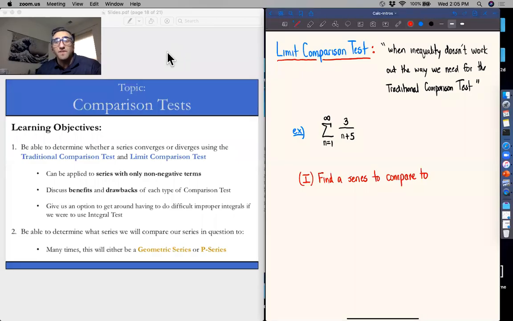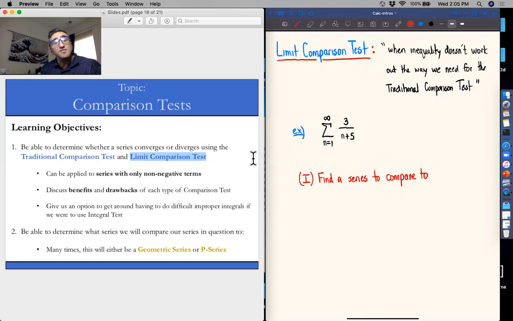Hello, everyone. So in this video, we're actually going to discuss the other type of comparison test, the so-called limit comparison test. And this is going to involve a lot of the same steps that the traditional comparison test entailed. However, there's going to be some very large distinctions.